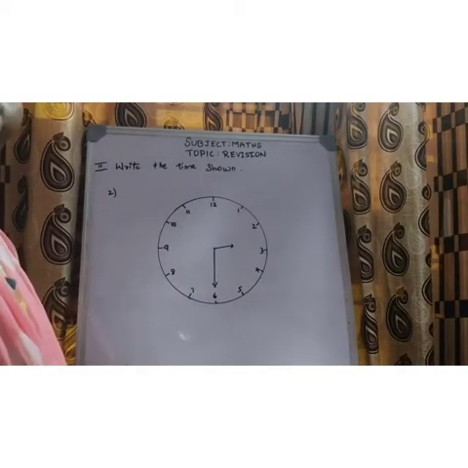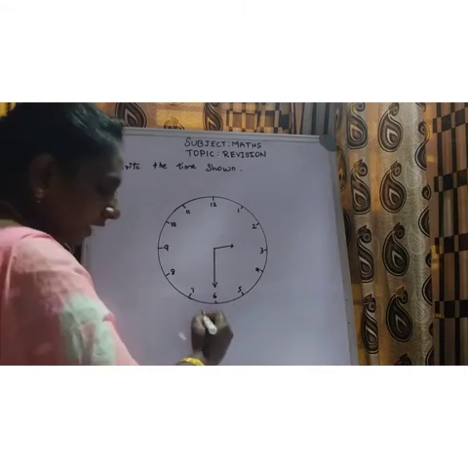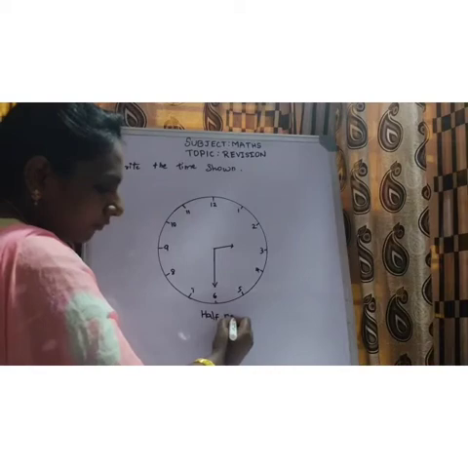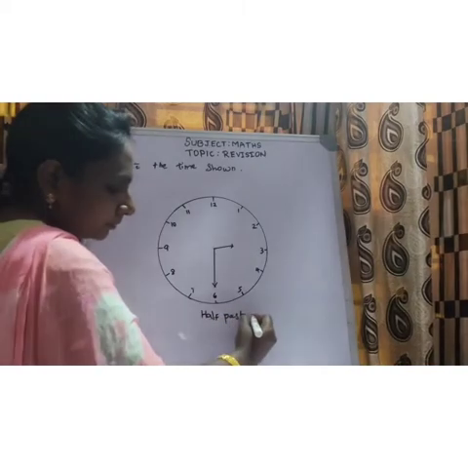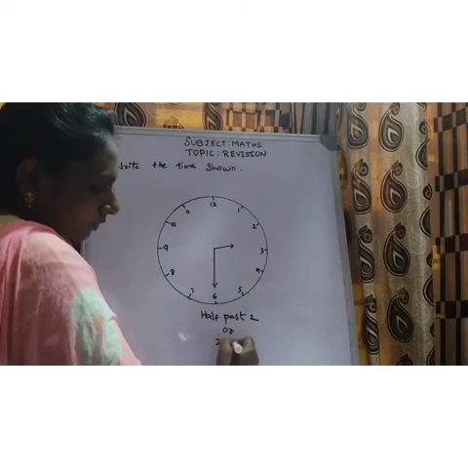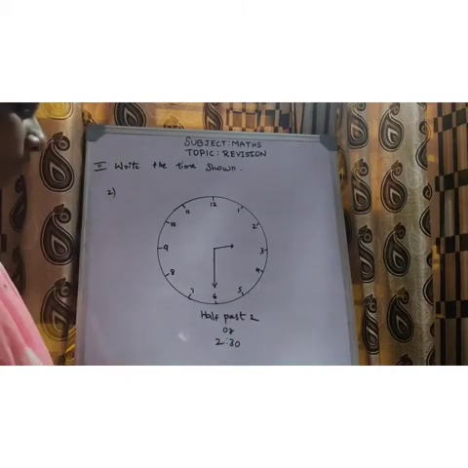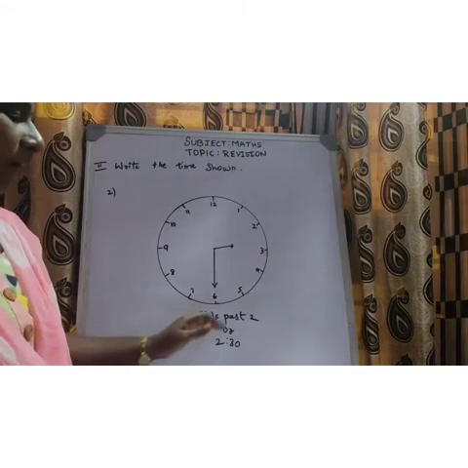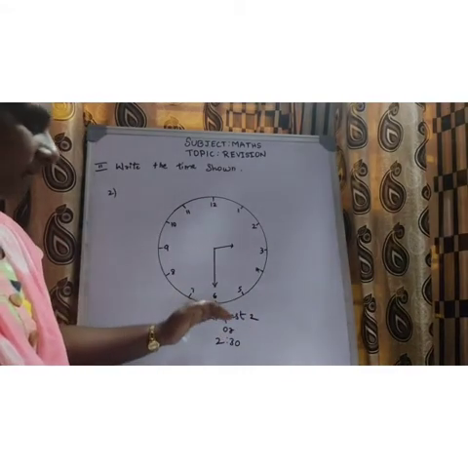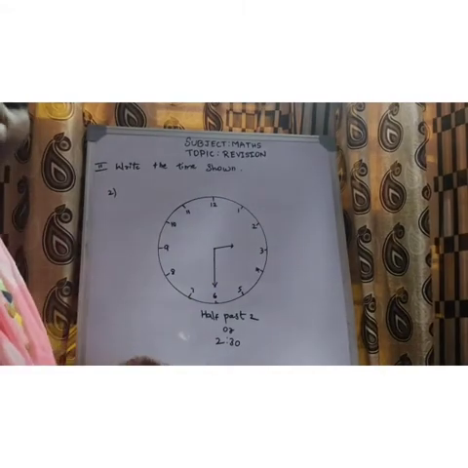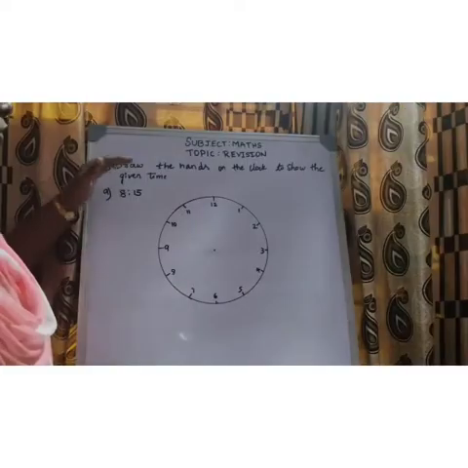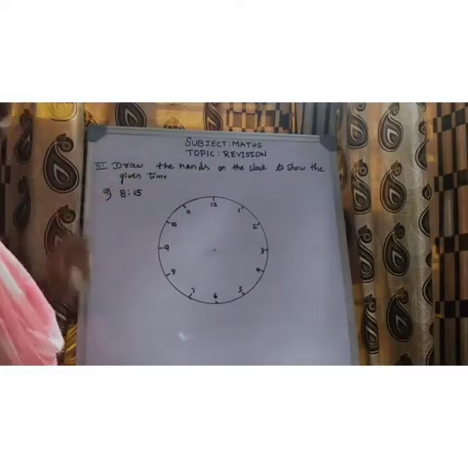So what is the time shown here? It is 2:30, or you can tell it as half past 2, or you can write it as 2:30. Okay, understood, children? So you can tell it as half past 2 or 2:30. Both are correct. So when the minute hand is at 6 and the hour hand is in between 2 and 3, what is the time shown? It is 2:30.